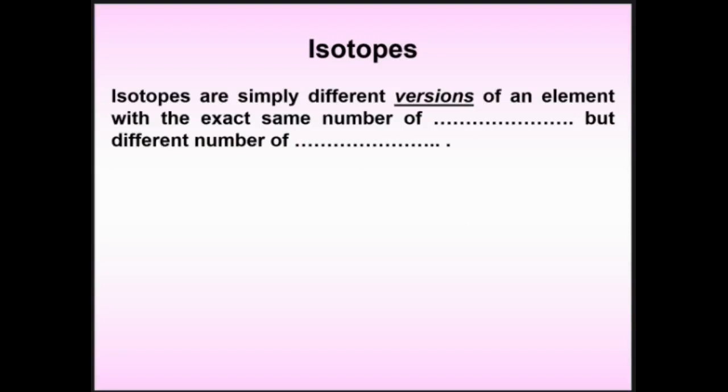So if you change the number of protons, you change the actual DNA of the element itself. But what happens if you change the number of neutrons only? You get an isotope. So what's an isotope? Simply different versions of an element with the exact same number of protons, but a different number of neutrons.